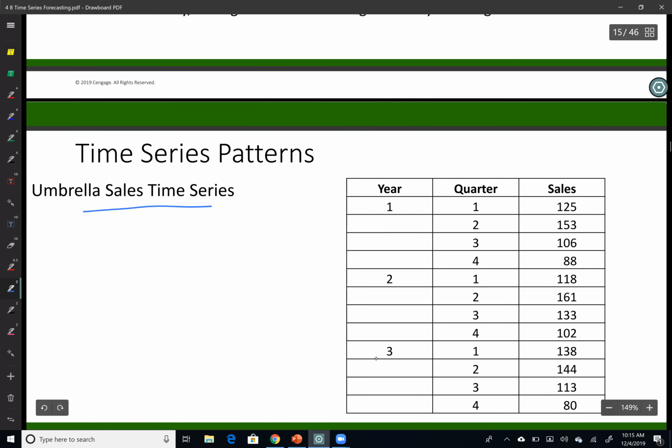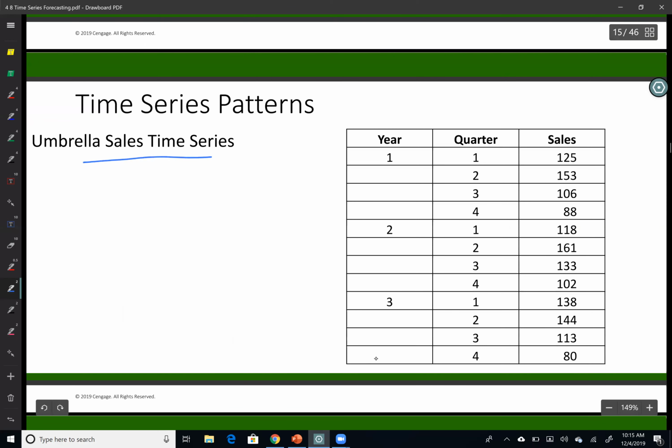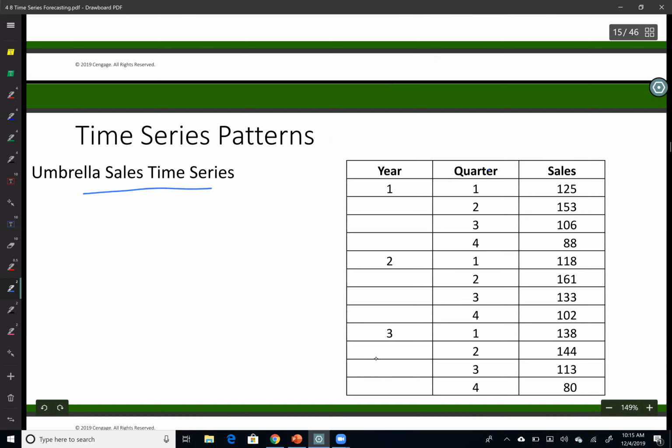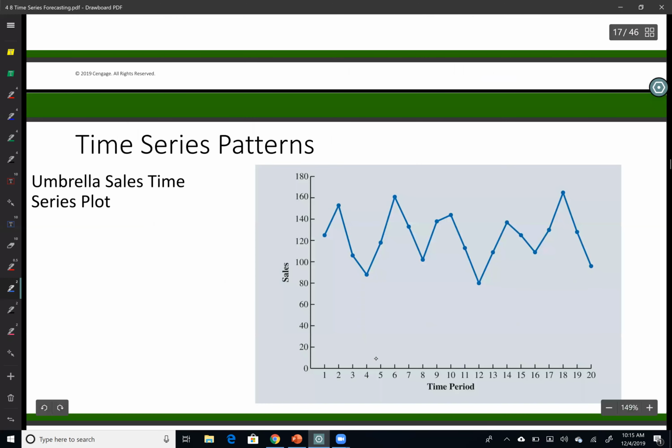Let's take a look at this umbrella sales time series data. I have here 5 years of data. Each year has 4 quarters. And if I plot this data, you can see something like this. So what do I see here? This is my quarter 1, this is my quarter 2, quarter 3, and this is my quarter 4.